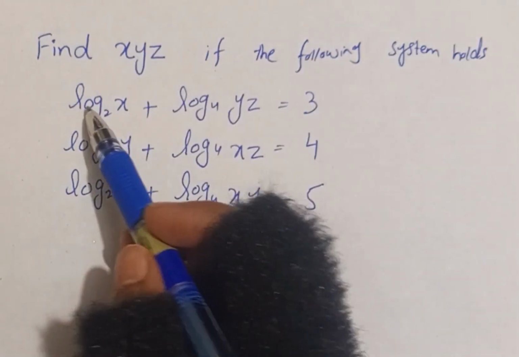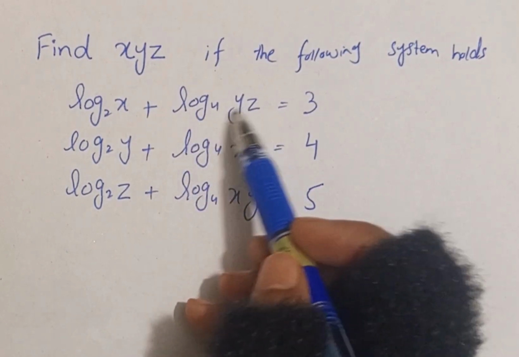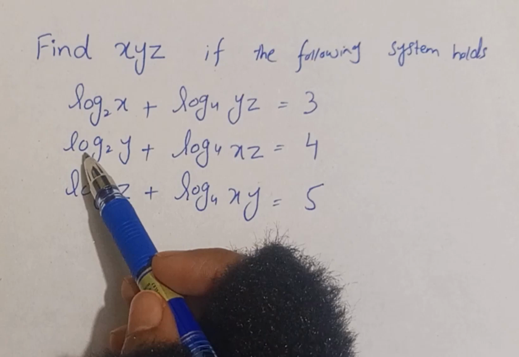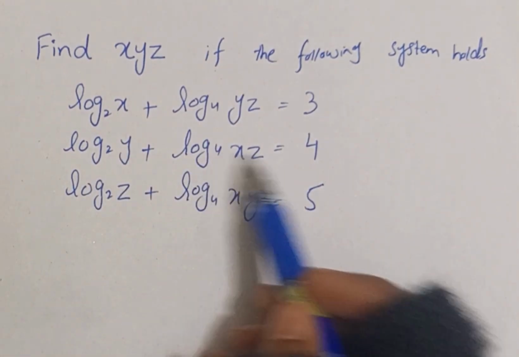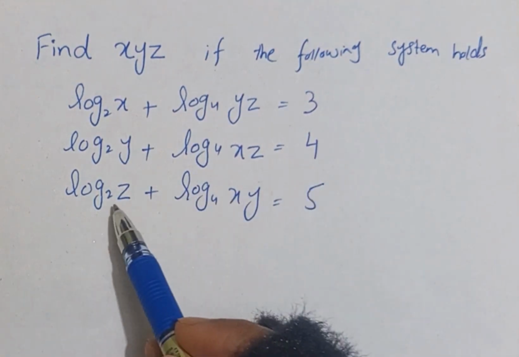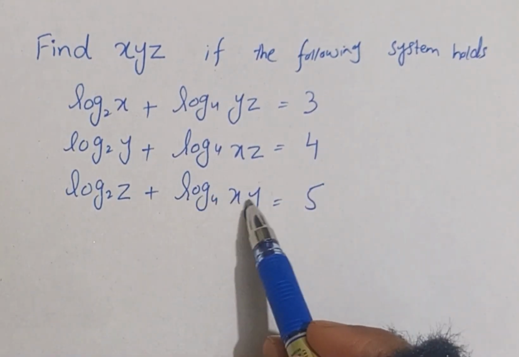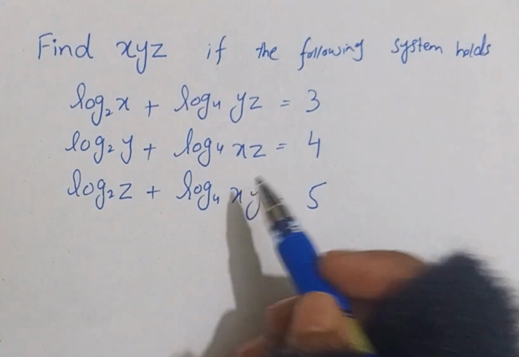The given data is log x with base 2 plus log yz with base 4 is equal to 3. The second equation is log y with base 2 plus log xz with base 4 is equal to 4. And the third equation is log z with base 2 plus log of the product xy with base 4 is equal to 5. Let's start.